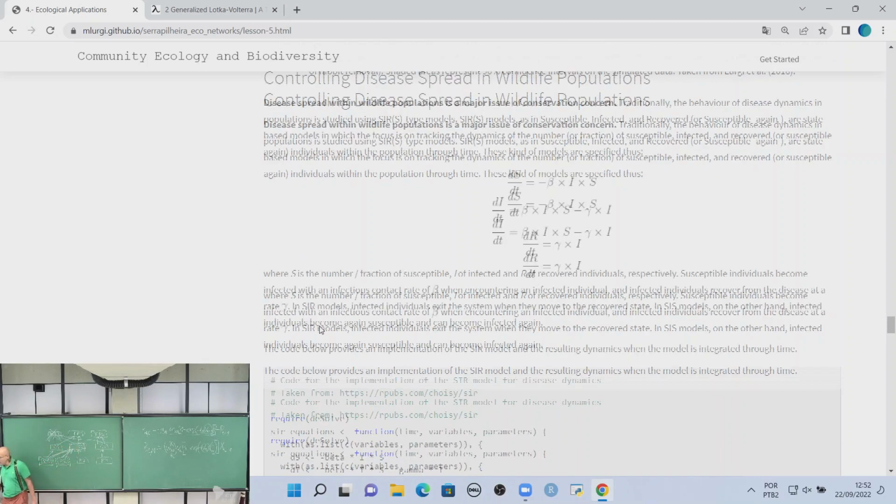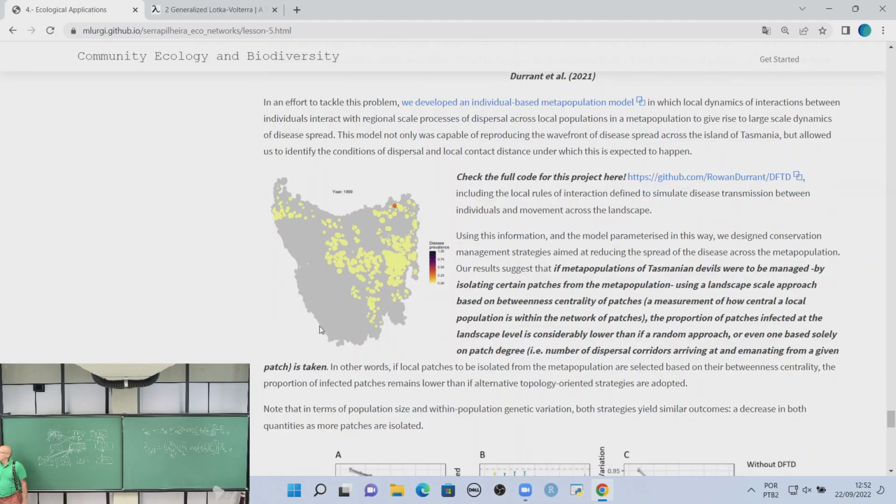Cool. So once we learned that our model was creating this sort of behavior, we explored different parameter values to see how changing, for example, dispersal or contact distance, which is the likelihood that they will interact, affects the disease spread. We took those specific parameter values and assumed that the system behaves in that way using those values. And what we did was to try to design management strategies for stopping the spread of the disease.